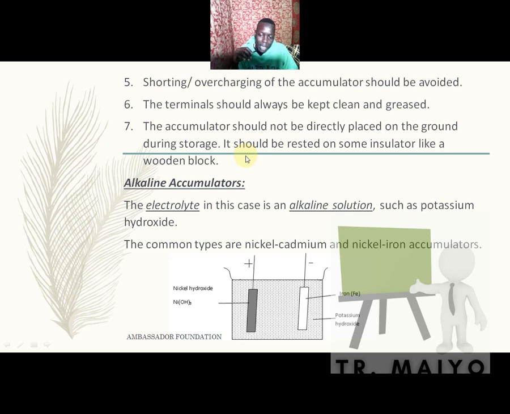Good, that was it. Now, that was lead acid, I mean the accumulator that uses acid as the electrolyte. Now, let's look at alkaline accumulators. The electrolyte in this case is an alkaline solution, which is potassium hydroxide. And I have said it earlier. They include the nickel cadmium and nickel iron accumulators. The difference is whether it uses cadmium or iron. Yes, and you can see it there. Potassium hydroxide being the electrolyte there.